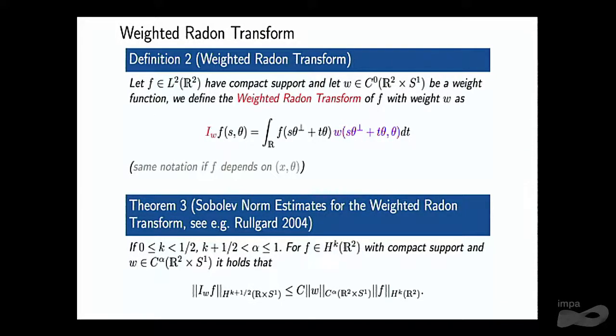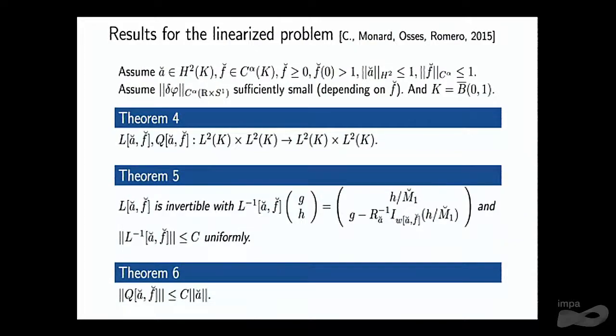In this case, the weight has to be in some Holder space with alpha bigger than k plus 1 or 2, etc. So you have the regularity. You can have some stability estimates, but you need to consider regular weights. This is the main problem. And the regular weights are related to regular attenuations and regular sources, etc. So you have to regularize a lot to have results.